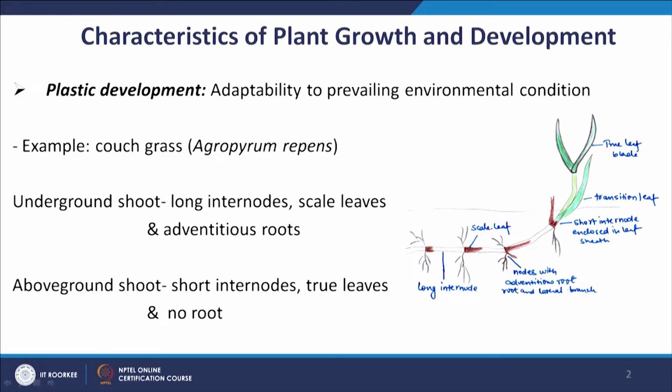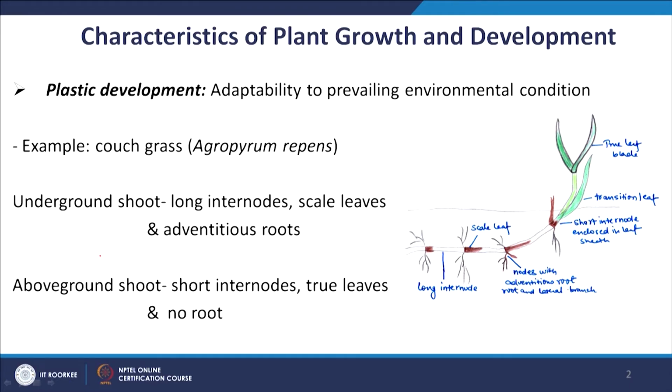I will take a couple of examples, and you will appreciate how developmental plasticity is acquired by plants. If you take this example, this is couch grass. Its shoot grows below the ground as well as above the ground. What happens when the shoots are growing underground? Underground means a very different environmental condition than above ground. Underground, the light intensity is less, oxygen availability and other environmental factors are very different from above ground.